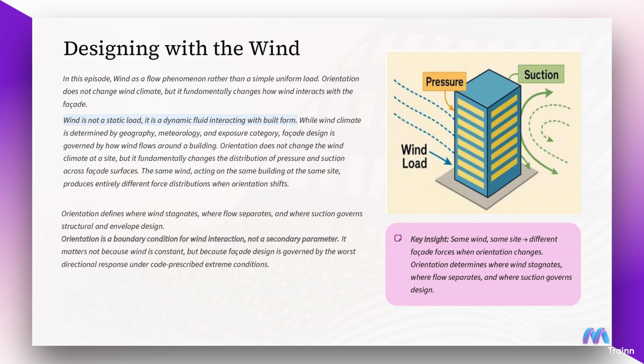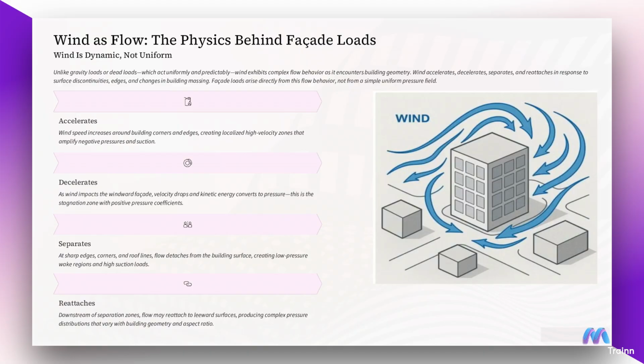It matters not because wind is constant, but because facade design is governed by the worst directional response under code-prescribed extreme conditions. Wind as flow. The physics behind facade loads. Wind is dynamic, not uniform.